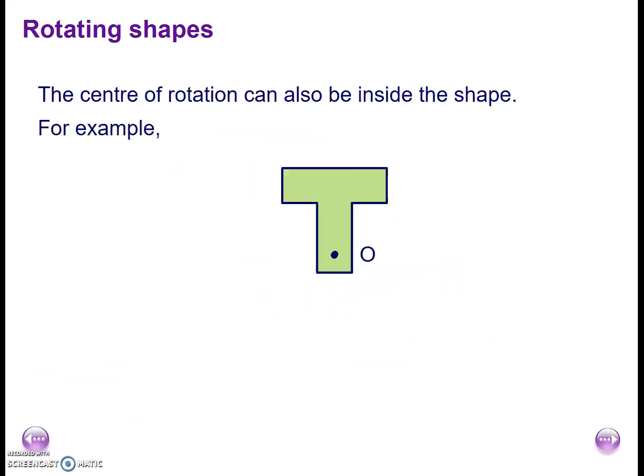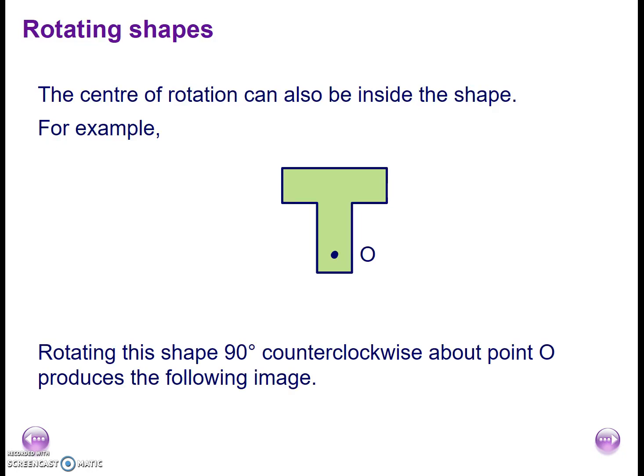So the center of rotation can also be inside the shape. So this is an example where it's inside the shape. It's not going to do anything different. We're still going to rotate this guy counterclockwise about point O. And what we see there is it's just going to rotate right on top of itself.